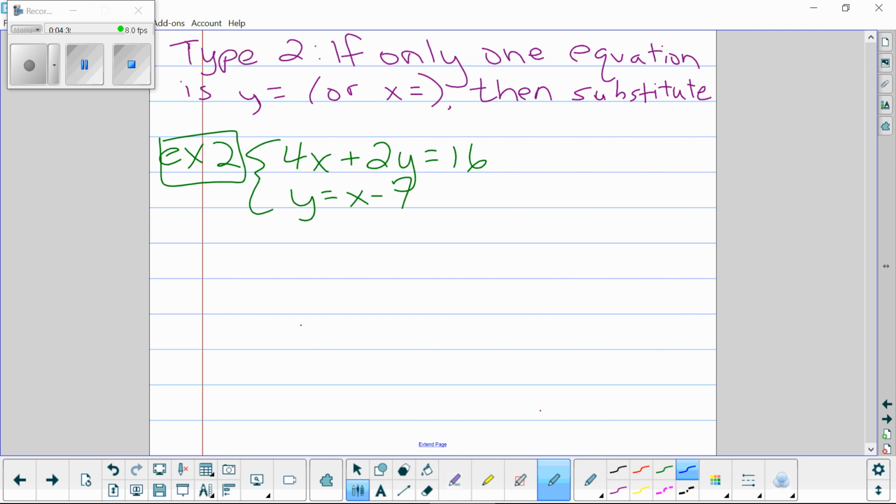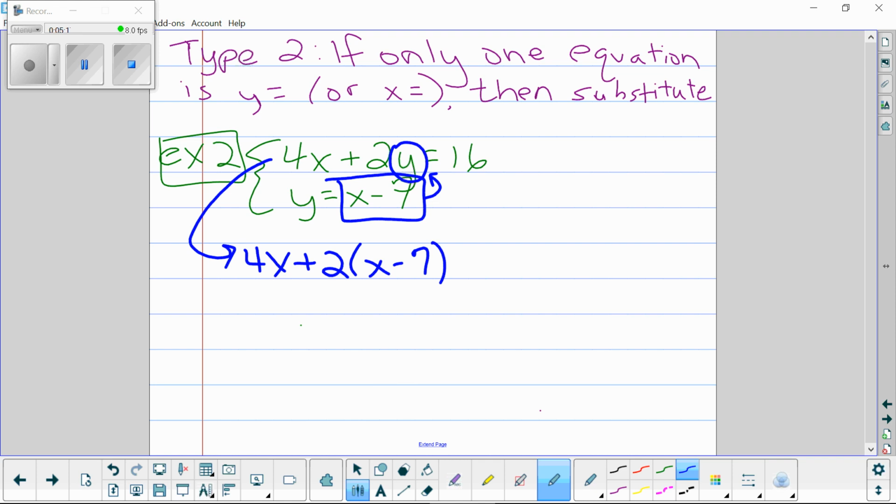So once again, we can see that one equation starts with y equals. So this is where we're going to substitute. Since they're telling me that y equals x minus 7, then that means that I'm going to take out this y from the first equation, and I'm going to change it to x minus 7. So this first equation is going to stay the same at first. It's going to stay 4x plus 2. But when I get to y, I want to change it to x minus 7. So when I plug in the x minus 7, I need to use parentheses to show that it's the whole thing that I'm plugging in for y, and then equals 16.